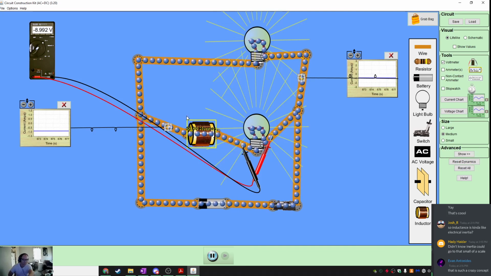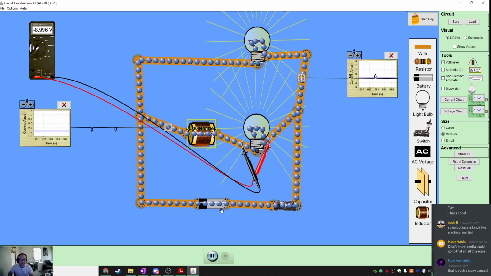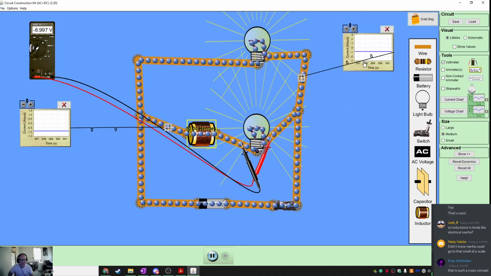This inductor has a magnetic field, and it points this way. That magnetic field is a source of energy in the same way that the electric field that exists inside of here is a source of energy. And so that source of energy cannot go away instantly. In fact, it takes a little bit of time.